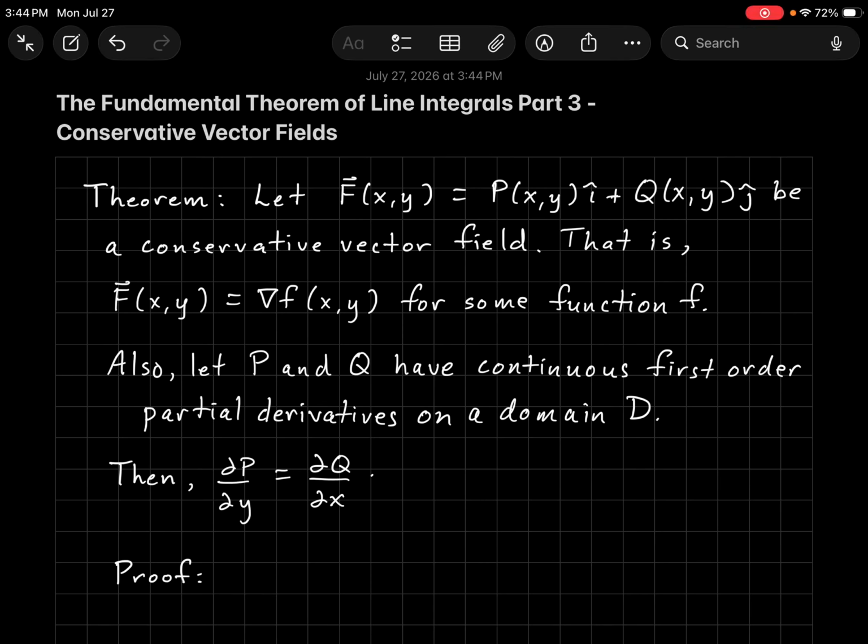The fundamental theorem of line integrals, part 3, conservative vector fields.